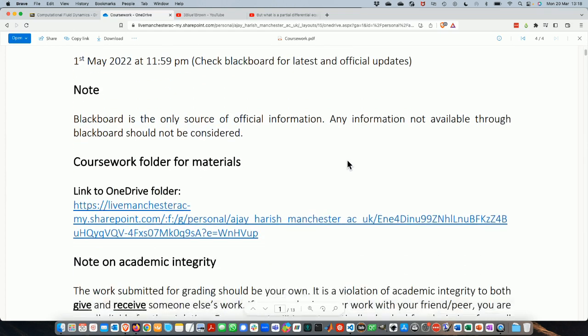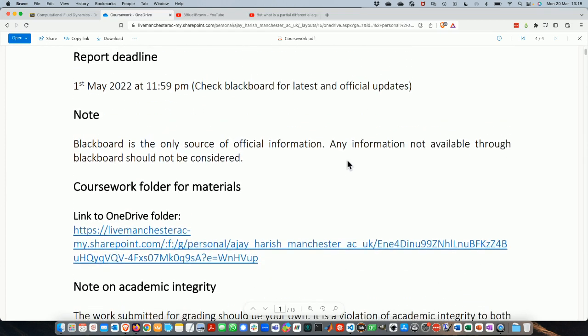Okay, so the first important thing is that the 1st of May is the deadline, so you have nearly a month and a half to work on this. I think there's sufficient time to ask questions, sufficient time to work on this, to think about it and look at it.